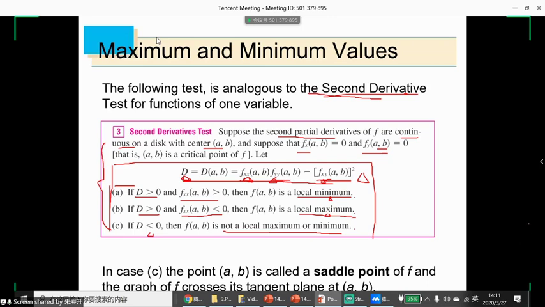So given a function, if they let you find the maximum or the minimum, the first step is you have to get the first derivative and let them equal 0. And then you get the critical point. So this point here is (a, b), the critical point. And then use this formula to decide if it is the maximum or minimum.